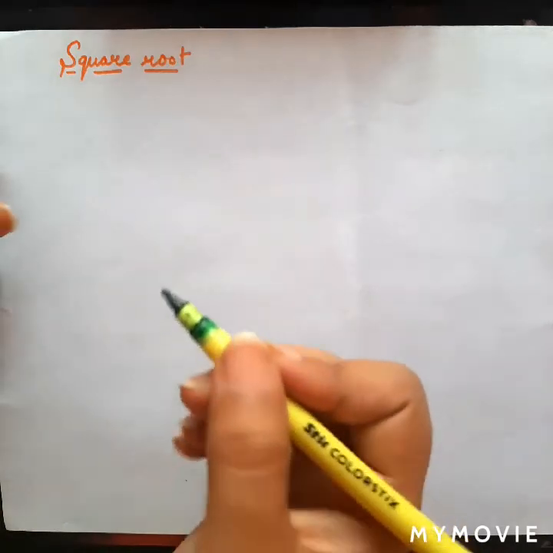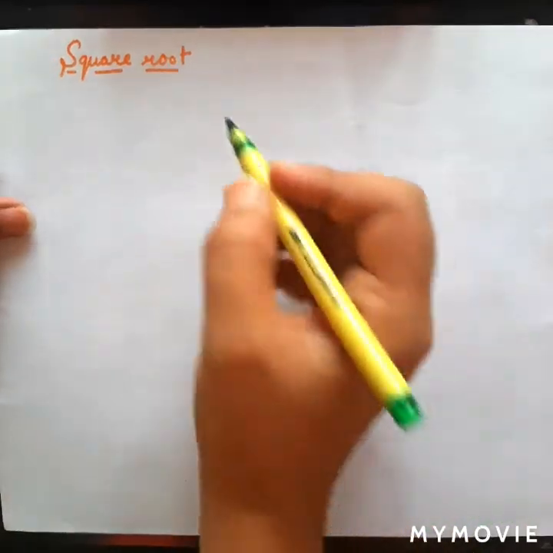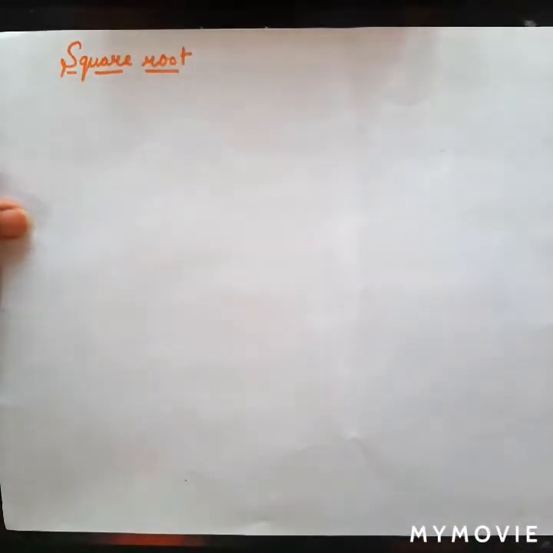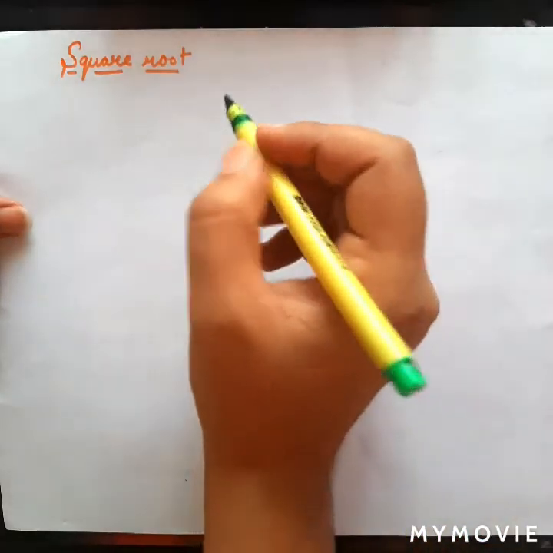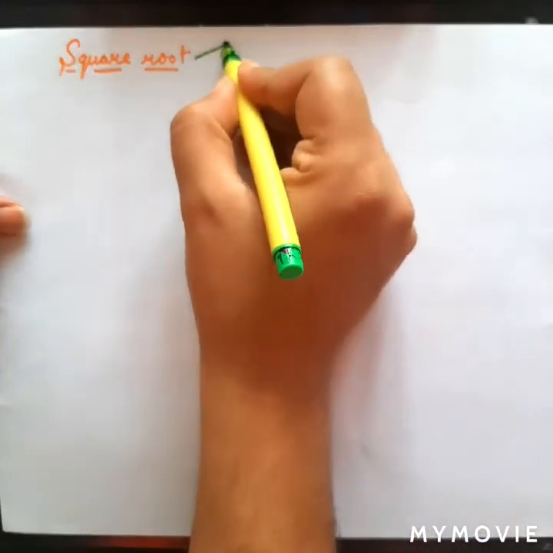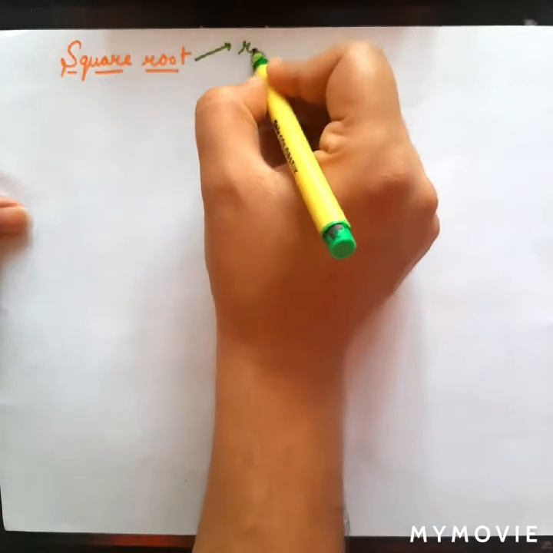Hi, this is the video how to find square root of any number. In order to find the square root of any number, we have three ways, I would say three methods. The first method is repeated subtraction.